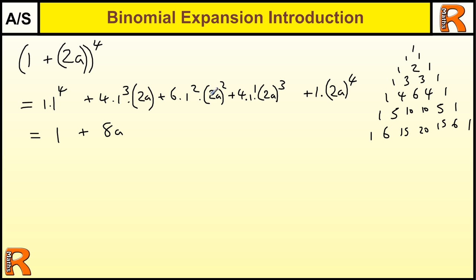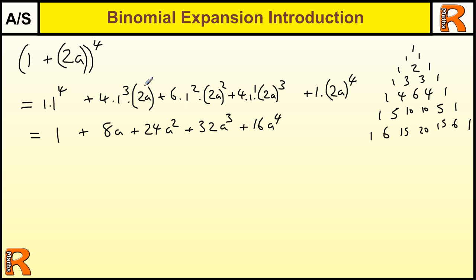2a squared is 2a times 2a, which is 4a squared. So we've got 4a squared times the 6 is 24a squared. And then we've got 4 lots of 1, which is just 4, and we've got 2a cubed. So the 2's cubed and the a's cubed, so we've got 8a cubed times by 4, 8 fours, 32a cubed. And the last one, 2a to the power of 4, well 2 to the power of 4 is going to be 16, and a to the power of 4 is just a to the power of 4, and we times that by 1. So that would be our expansion there.